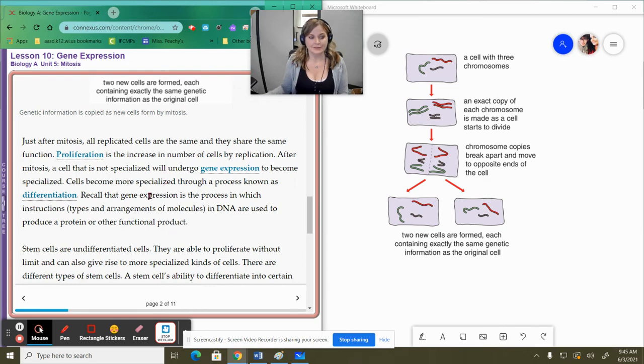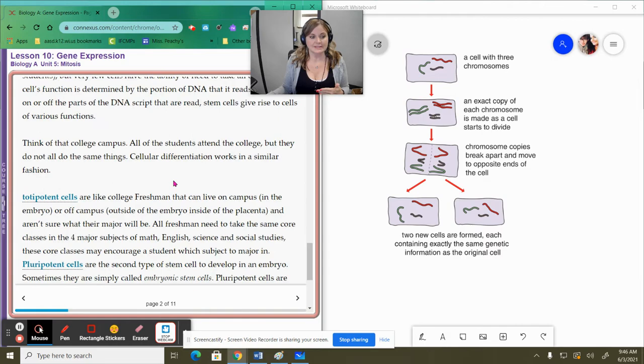Then it says, after mitosis, a cell that is not specialized will undergo gene expression to become specialized. Cells start off as generic stem cells, and then they need to be specialized so they can perform whatever function they're destined to perform. Cells that are destined to secrete acid in your stomach are able to do that because cells in different types of body tissues have different functions. To be specialized to perform that function, they need to undergo something called differentiation.